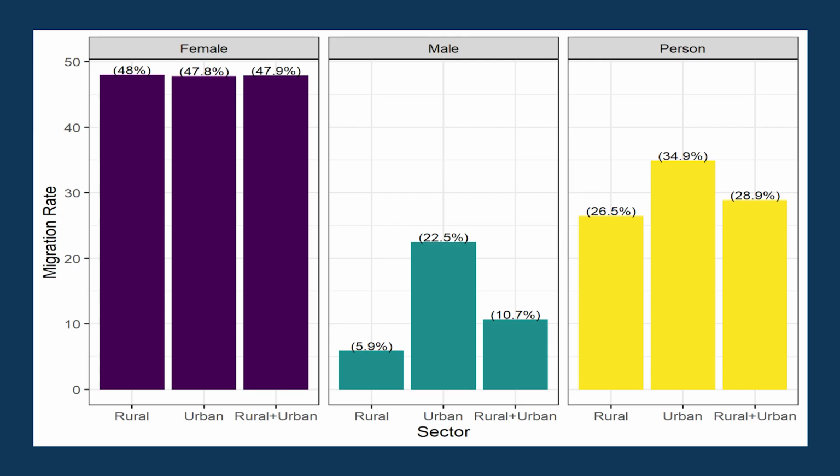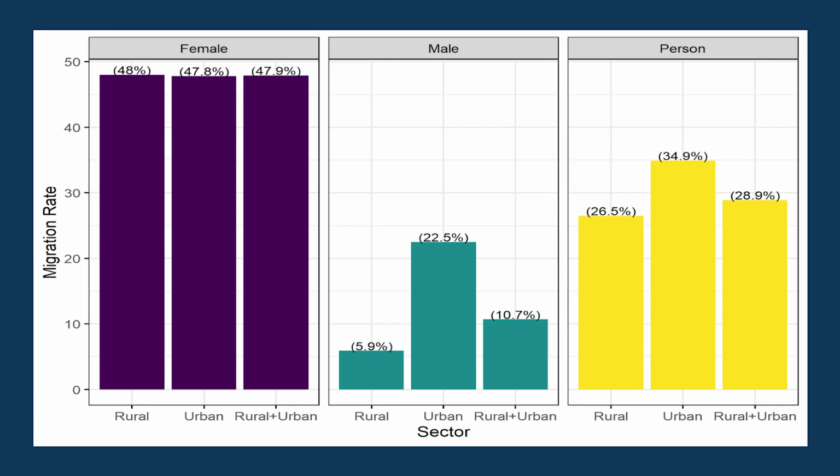That is not the case when it comes to the male population. Of the total rural male population, you'll find about 5.9% are actually migrants. But that rate is much higher when you take the urban male population. If you take all the urban male population, then you'll see about 22.5% of them are actually migrants.